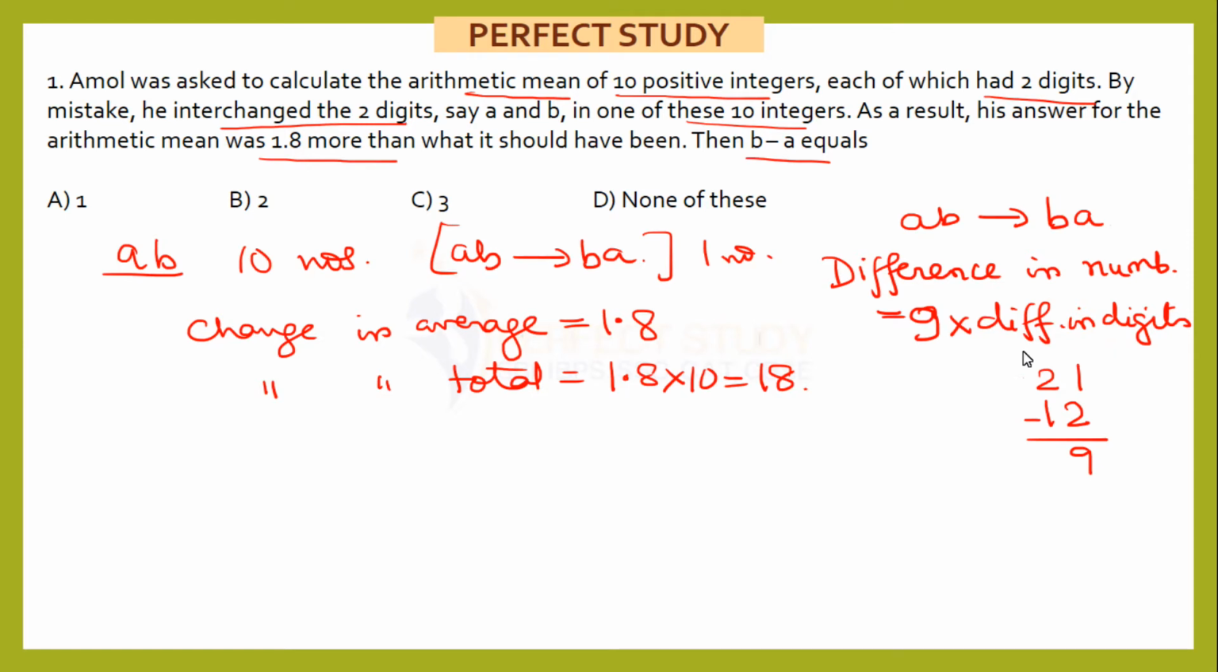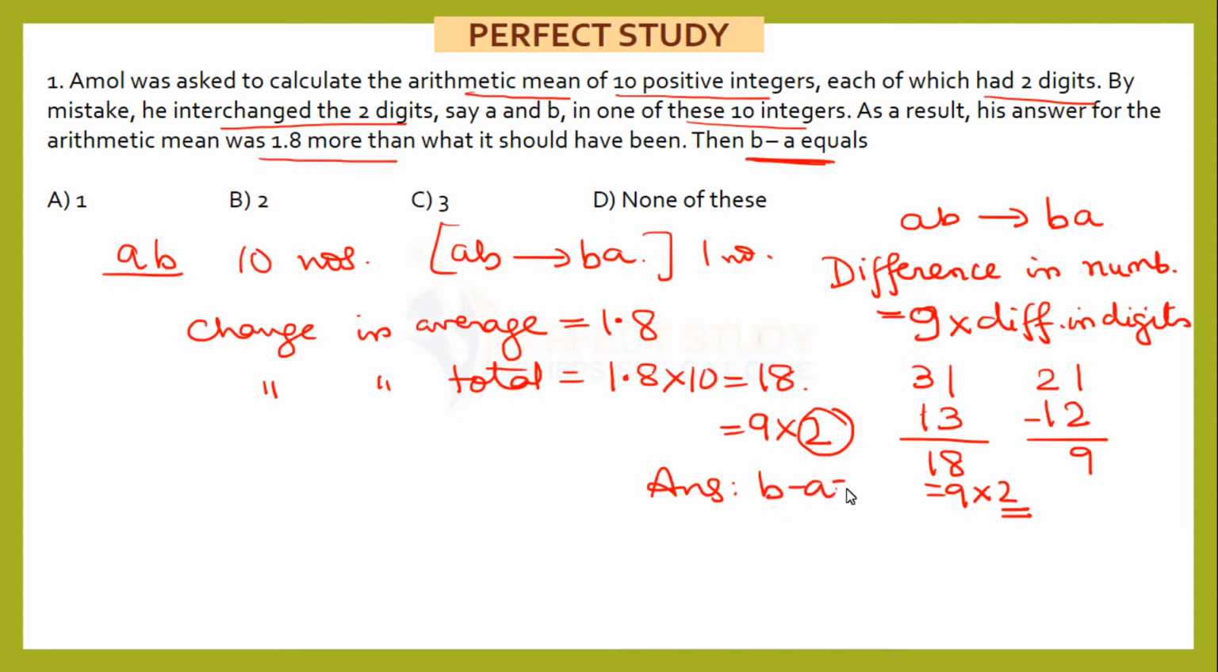If the difference in the digits is 2, for example 13, and you make it 31, the difference in the number will become 18, which is actually 9 multiplied by 2, where 2 is the difference in digits 3 and 1. So now here the question is, what is b minus a? Means what is asked is the difference in digits, and we know that 18 is equal to 9 multiplied by 2, so the difference in digit is 2. Answer b minus a, difference in the digit was 2. Okay, next one.